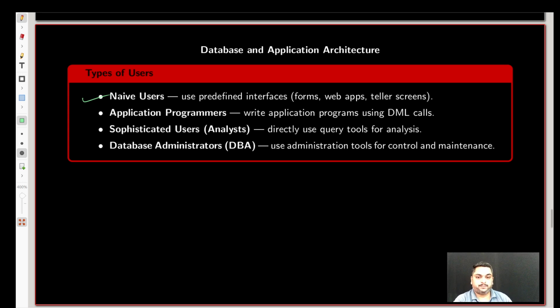You just use it. Application programmers: tomorrow when you go to a software company, you will become an application developer. There you will be using the database. You are developing the application for the users. That kind of user we call application programmers. And then sophisticated users, who directly deal with the database: analysts, statisticians, all those roles are called sophisticated users. And then finally the database administrators, DBAs, who actually manage and control your database.